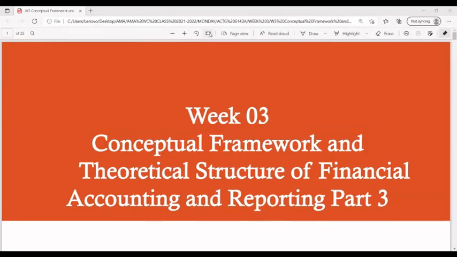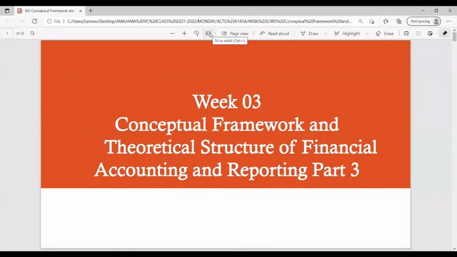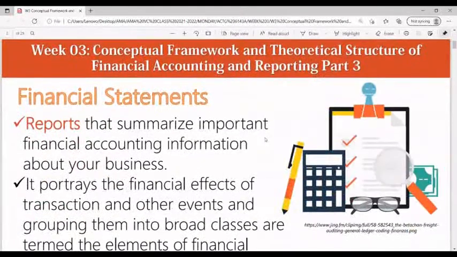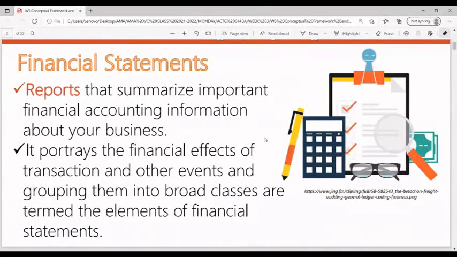Today is about the conceptual framework and theoretical structure of financial accounting and reporting. The financial statements are the most important part, combined by the income statement, balance sheet, and statement of cash flow, which the decision maker always checks either monthly, quarterly, semi-annually, or annually as a basis to decide on the operation, whether to continue or stop, or maybe make some adjustment in the other expenses that they have.